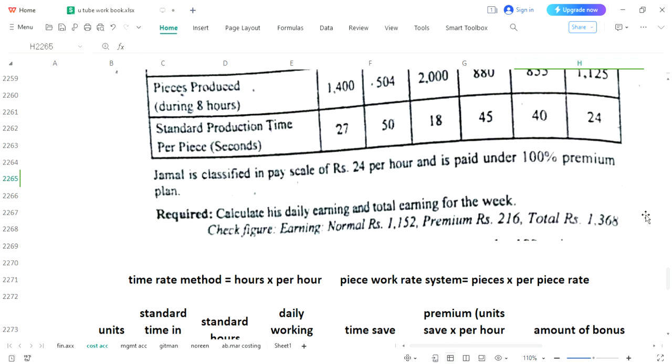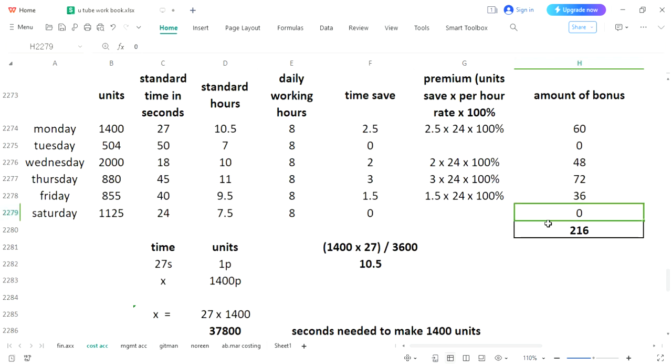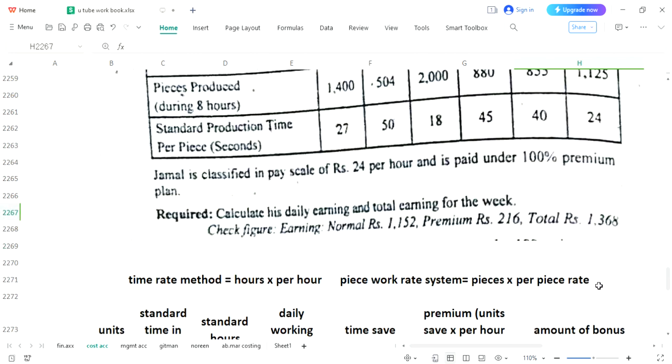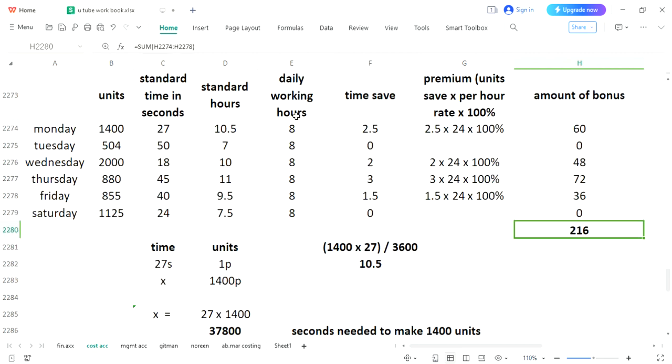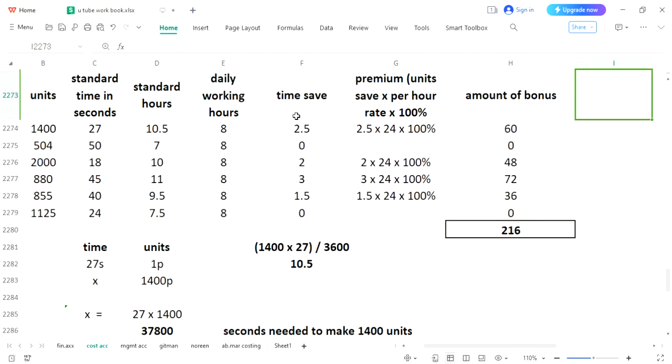Let's go back to the question. Look over here, premium 216 has been calculated. This was your first part. And now go back to the question. Jamal is classified to pay scale 25 per hour. Each day he is working for 8 hours. Now normal salary would be calculated.